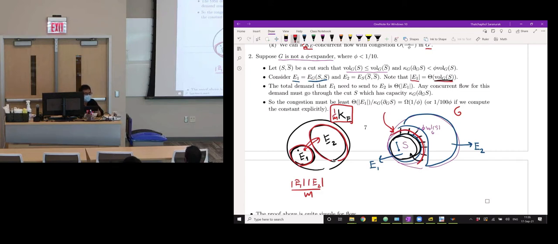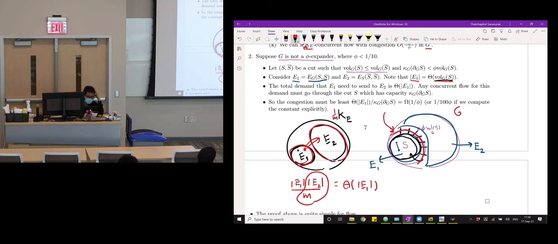But we are only counting number of edges, right? We are counting number of edges is E1 times E2, but the total weight of edges between E1 and E2 is this thing over M. But E2 is on the bigger side, so this is basically E1. Right. Yeah, so this is like E1.